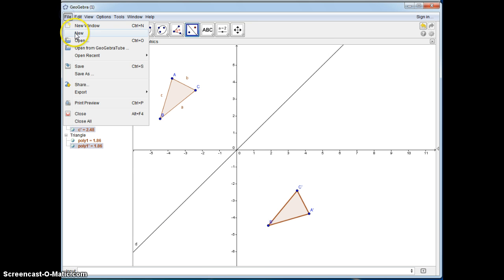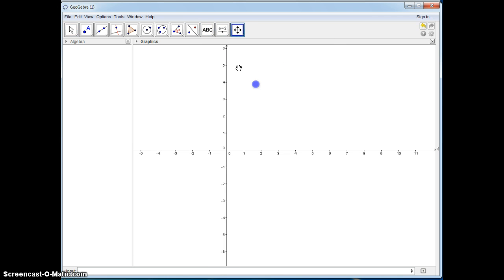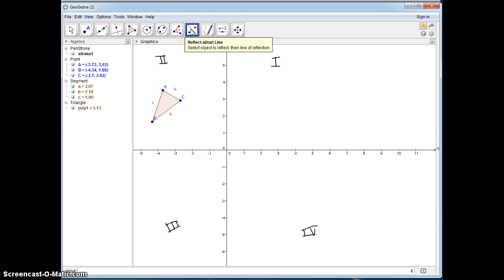Alright, I already have something that I was working with right here, so let me first talk about the quadrants. Here's my Graphics view. The quadrants in GeoGebra are labeled with Roman numerals. Here's quadrant 1, 2, 3, these are the different areas of the XY axes, and 4. So I'm going to ask you to draw a polygon in quadrant 2. And we're going to show you how to reflect it across a line. To do that, you use this reflect about a line.